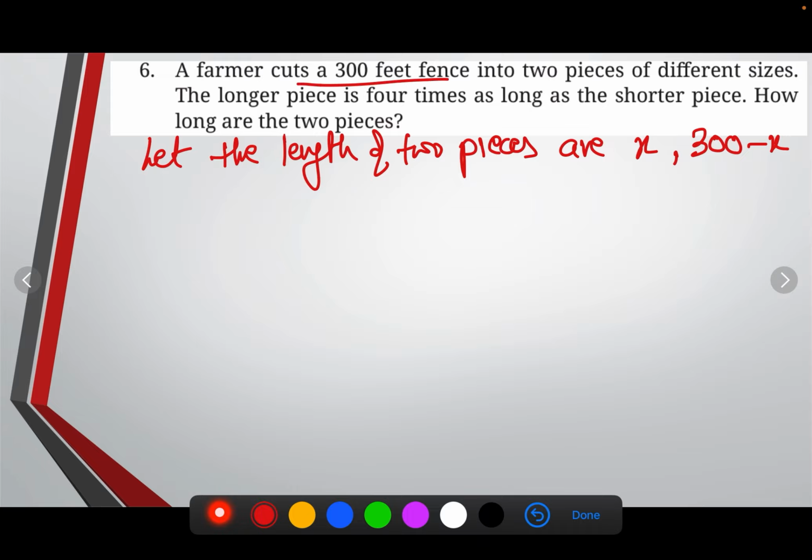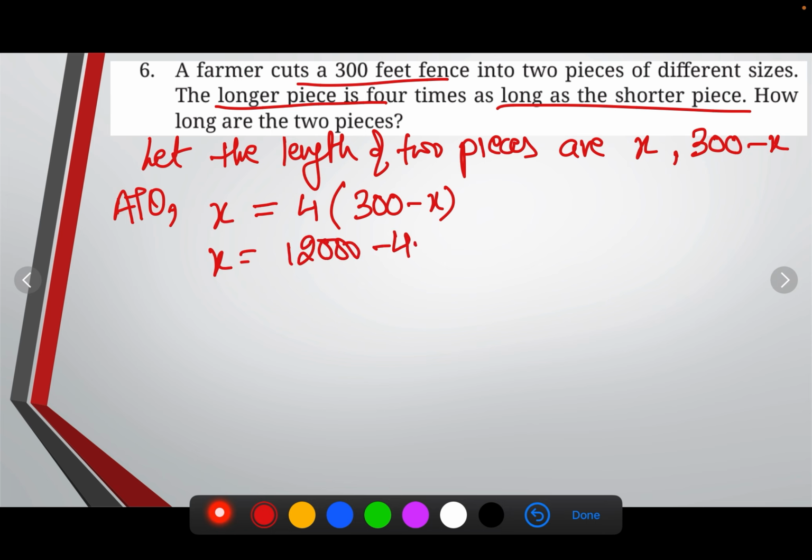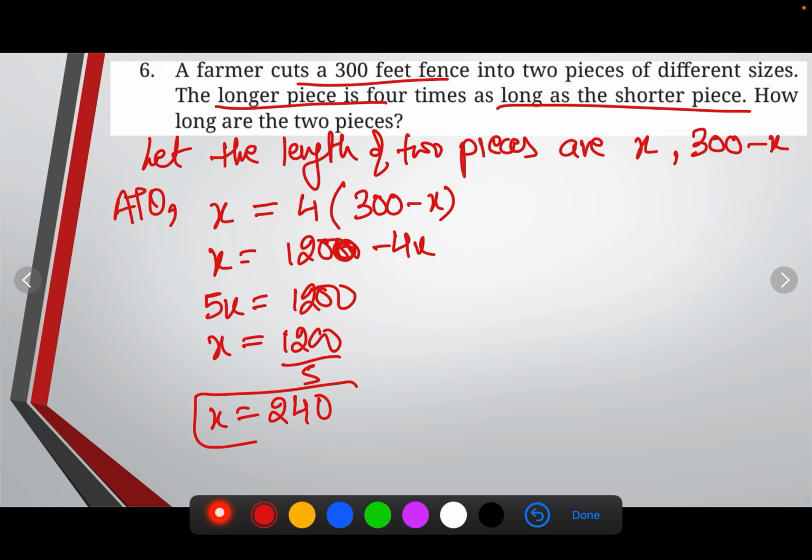The total length is 300. So, one is x, the other is 300 minus x. Now, what does the question say? The longer piece is 4 times the shorter piece. So, I assume x is longer and 4 times the shorter, so x is equal to 1200 minus 4x. So, 5x is equal to 1200, and 1200 upon 5, the value of x comes out to be 240.